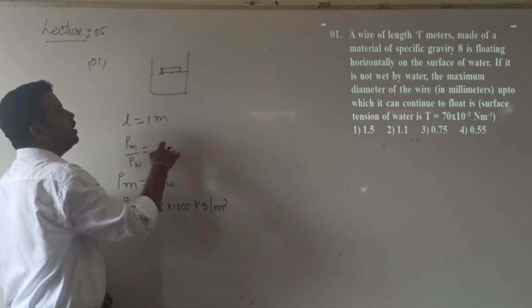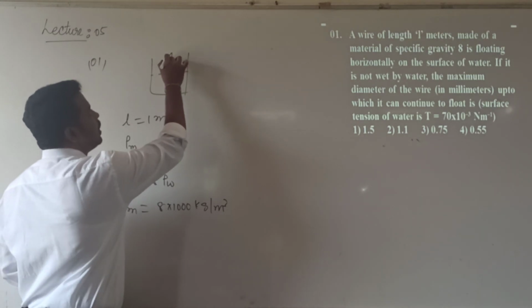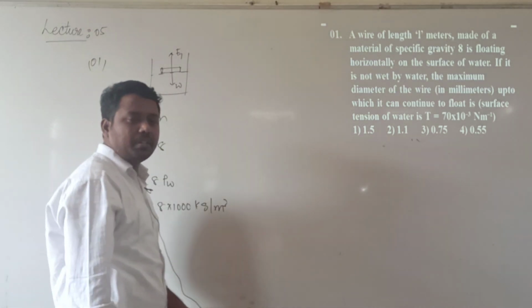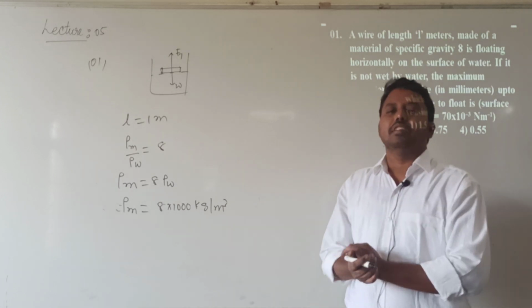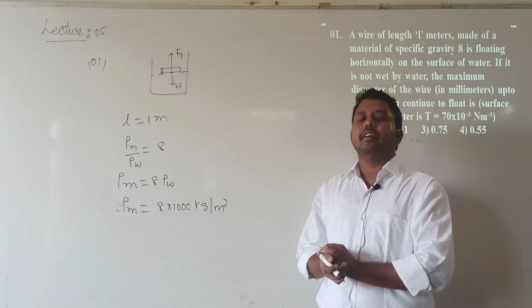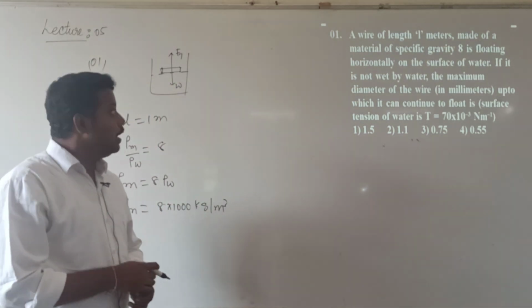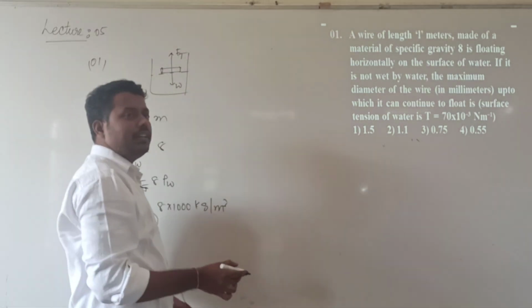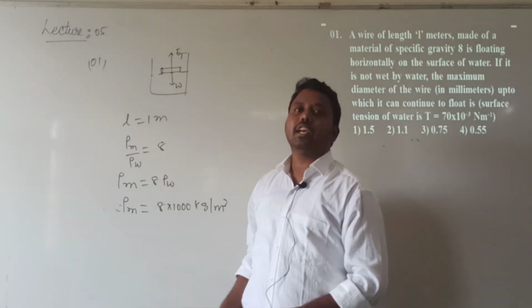Now what happened to this wire? It is not wetted, it is just floating. It is possible to float whenever the force due to surface tension is balanced by the weight. In mechanical properties of fluids, in the laws of flotation, we studied that whenever the buoyant force is balanced by the weight, the body will float. But here the force is the force due to surface tension. Then immediately you may ask, sir, you told that the surface tension force acts vertically downwards, but here you have taken it vertically upwards.